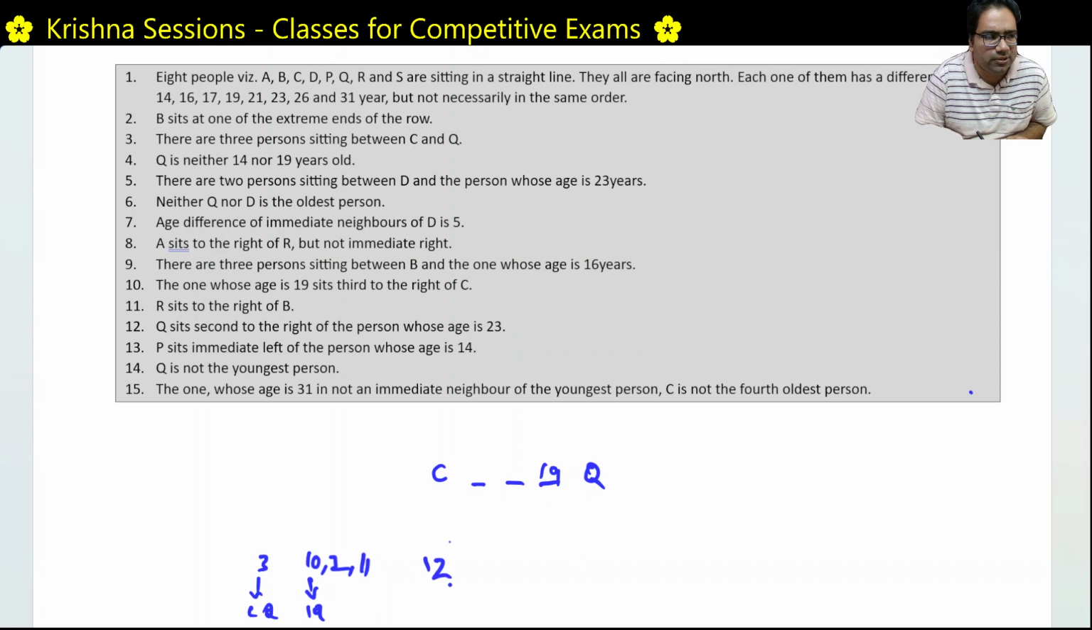We will use condition number 12 to position the person who is 23. Q is sitting, as per condition number 12, second to the right of the person who is age 23. That means this guy is 23. Q is 1, 2, sitting second to the right. Next.